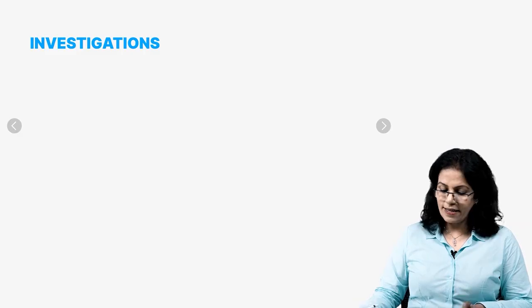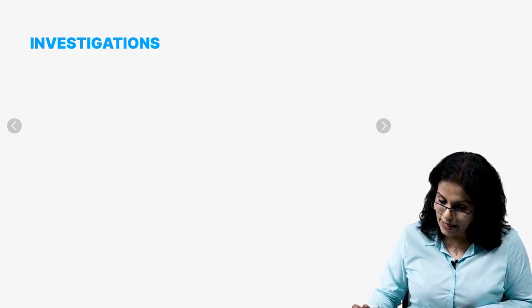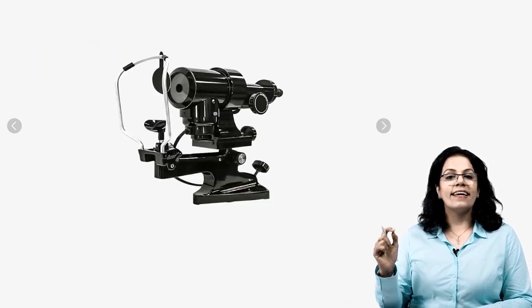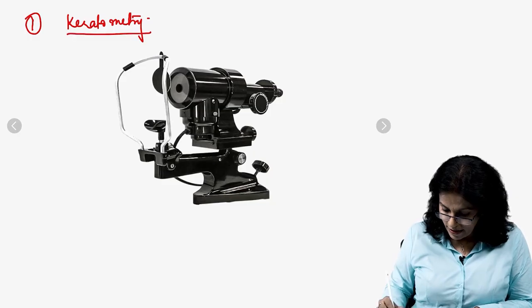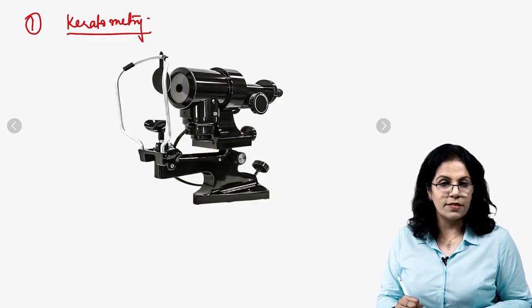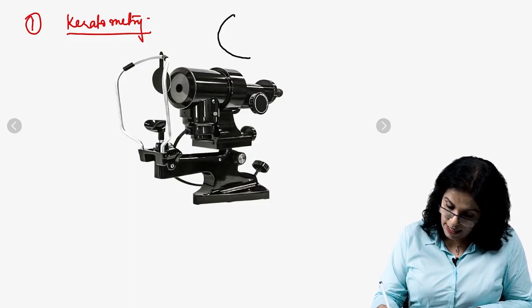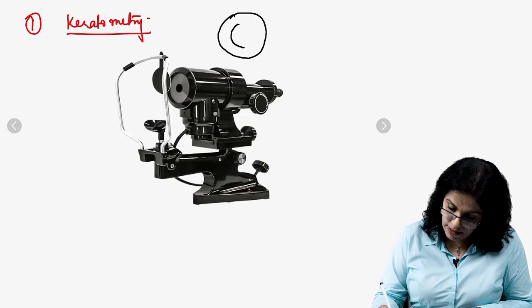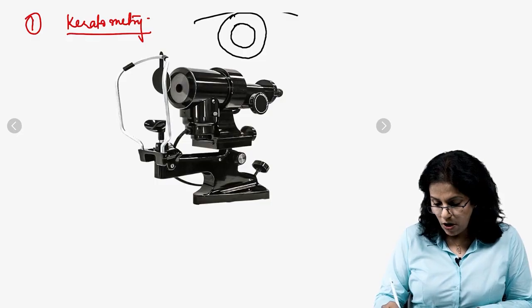We next talk about investigations related to cornea. Right. So, when you say investigations, first is keratometry. Number 1, note down keratometry. What is keratometry doing? Let's make a diagram here. Of course, this is the keratometer in front of you. This is Javal-Schiotz keratometer. Now, this keratometry will take a reading of central 3 millimeters of the area of the cornea. Okay. So, this is the optic zone.